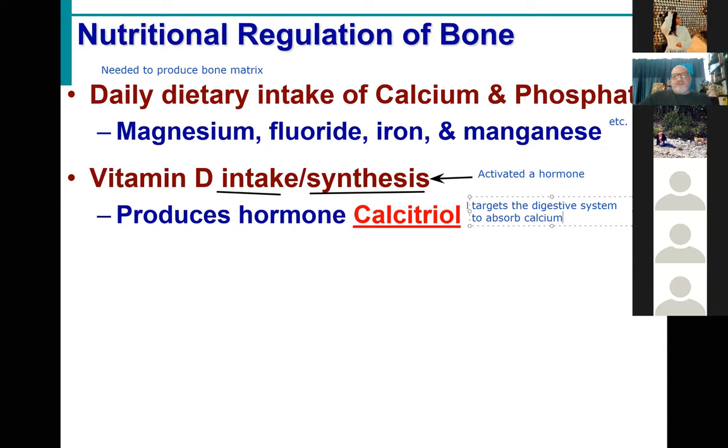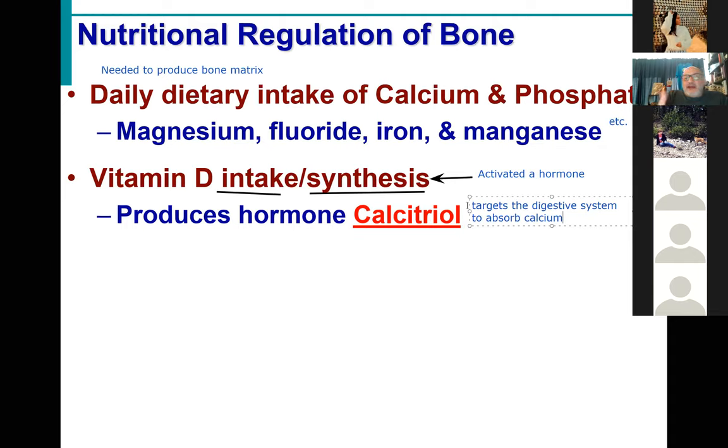I don't remember the question in the review, but what you said, if you're not ingesting calcium in your diet, then obviously it doesn't matter how much calcitriol you have. There's no calcium in your digestive system to absorb. But if you drink a large glass of milk and you don't have that active hormone calcitriol, you're not going to be able to absorb most of that calcium into your body. So your diet's going to have a lot of calcium in it, but you're not able to absorb it into your body.